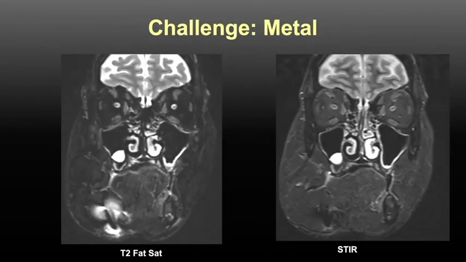We already know that metal can be very challenging. So this is a T2 FATSAT image where we have lost the suppression around this implant. But the same patient, when scanned with STIR technique, has much better, much more uniform fat suppression in that area around this mandibular fixation plate.